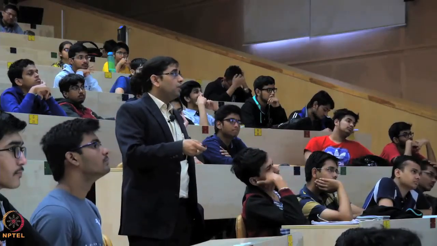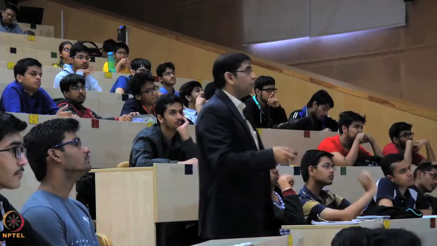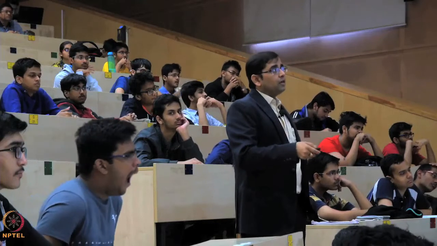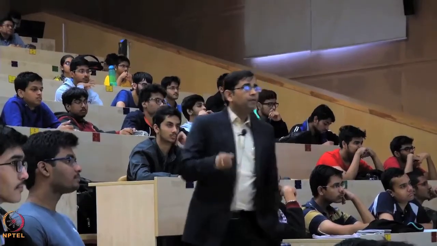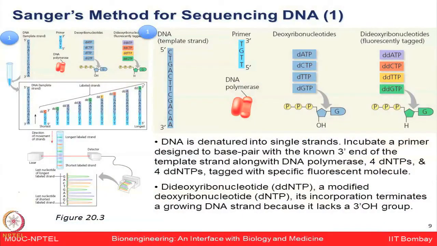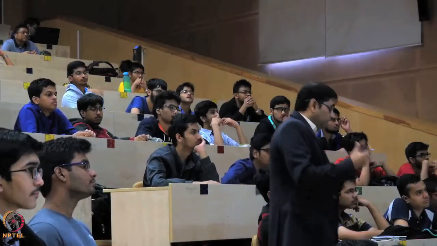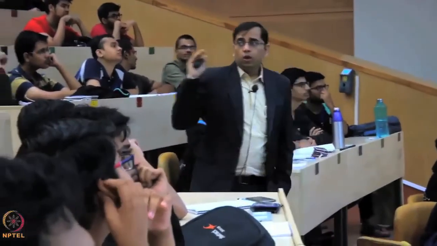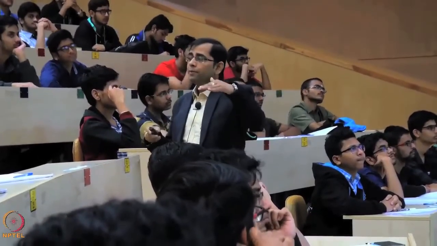The second change here is that all these ddNTPs are fluorescently labeled. Each one of the A, T, G, C is fluorescently labeled, as compared to these ones which are non-fluorescent. So in this reaction, they have added DNA polymerase, 4 dNTPs, and 4 ddNTPs which have the fluorescent molecules. Whenever a ddATP or GTP or CTP or TTP goes in, it will stop the reaction because it does not have the OH group on the side, so it will terminate that particular reaction.